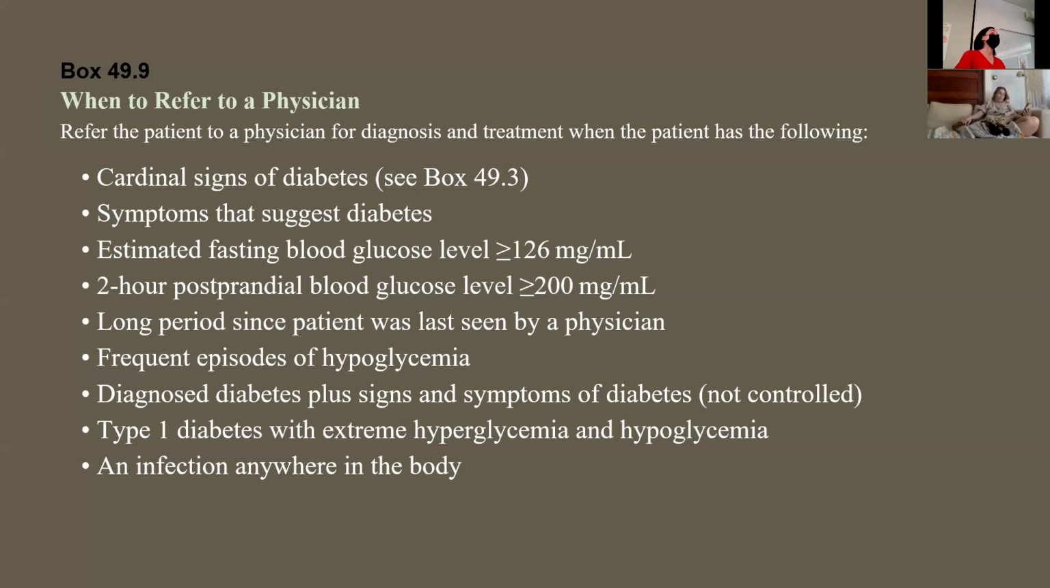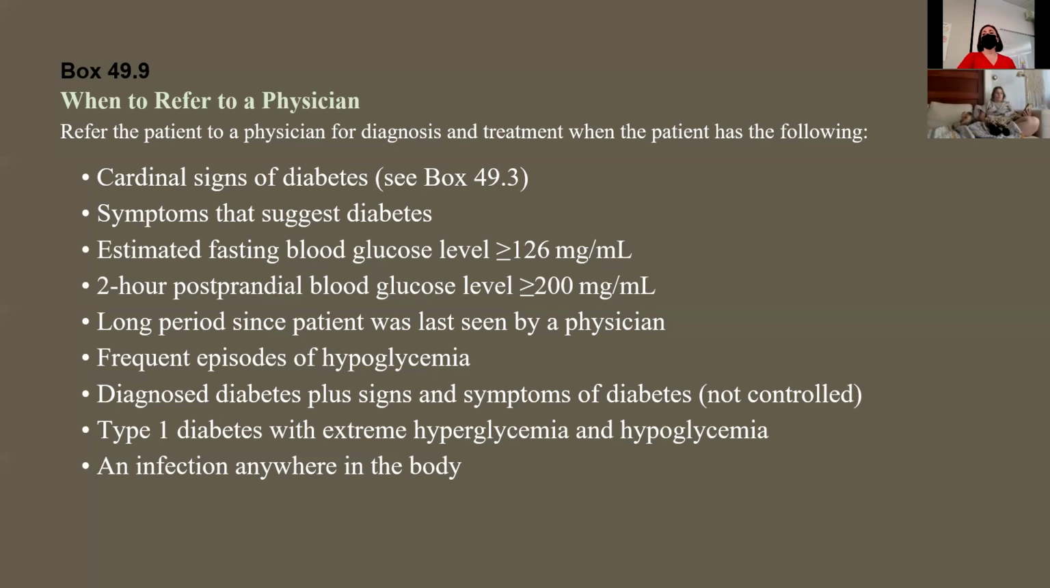you could say, type 2 diabetes is very prevalent. It's not a bad idea to go and get screened for these kinds of things, and just give them some information and encouragement to go see their doctor. Frequent episodes of hypoglycemia, if that's recurrent for them, then they would want to see a doctor about that. Diagnosed diabetes plus signs and symptoms of diabetes for someone who isn't controlled, then they need to maybe have their medications adjusted.